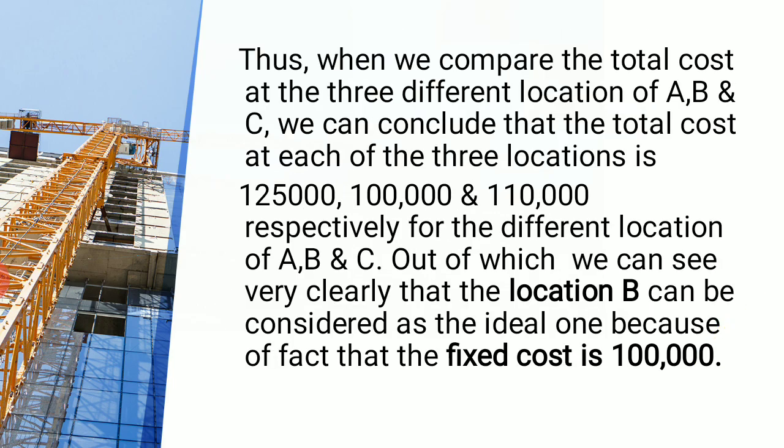Thus when we compare the total cost at the different locations, that is A, B and C, we can conclude that total cost at each of these three locations is 1,25,000, 1 lakh and 1,10,000 respectively. Out of which we can see very clearly that location B can be considered the ideal one because the total cost of 1 lakh rupees is the minimum. When you see 125, 1 lakh and 110, very clearly we can come to know that the 1 lakh rupees cost is the most ideal location, and in our case it is location B. This is how break even analysis can be used, right?